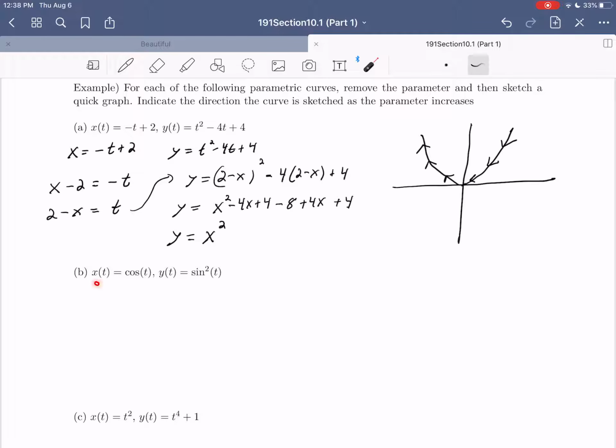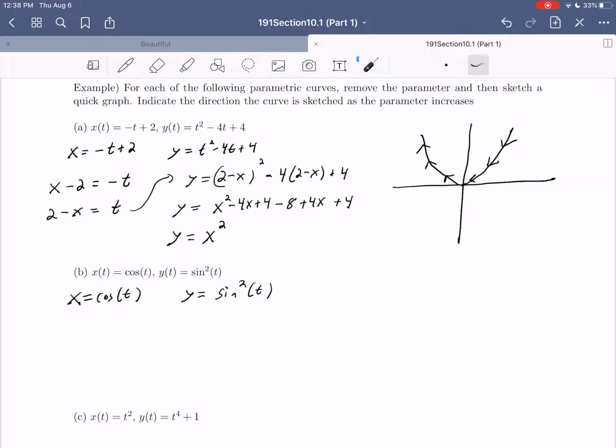So now we have x of t is cosine t and y of t is sine squared of t. Now we could try the same thing. We could say x is cosine t and then try to apply arc cos, but that sounds pretty messy. So let's see if we can just simply remove the parameter based on these expressions. So keep in mind we have x is cosine t and y is sine squared t.